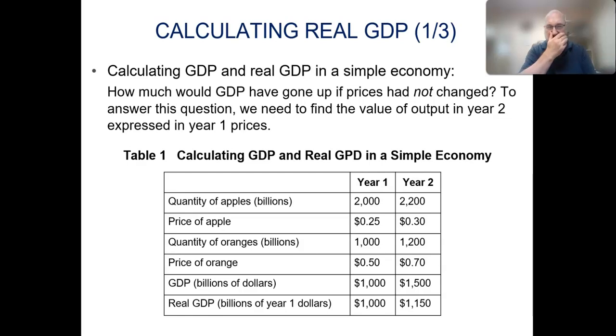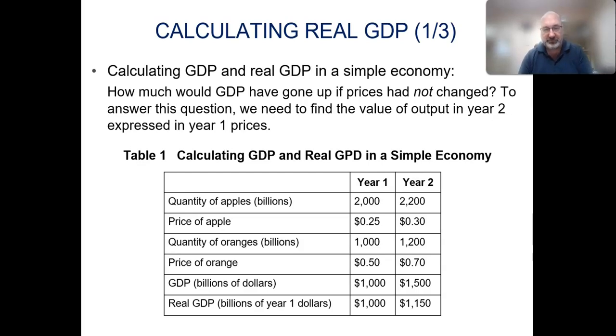Okay. So calculating real GDP, to calculate it, it's not too much difference. So you want to calculate it as if prices had not changed. So you calculate it using the value in year 2 expressed in year 1 prices. So I have this table here. It's a really simple economy. We're making apples and oranges. Two very different things, taste very differently. You might like both, but for different reasons, right?